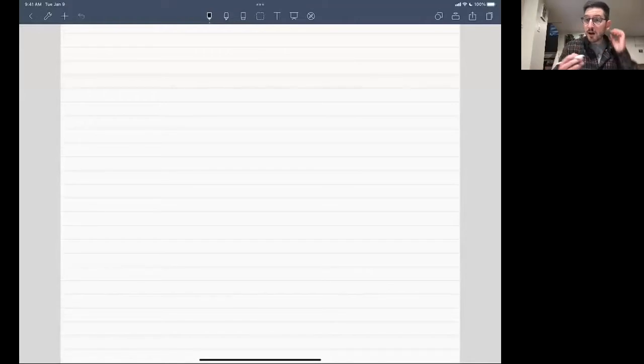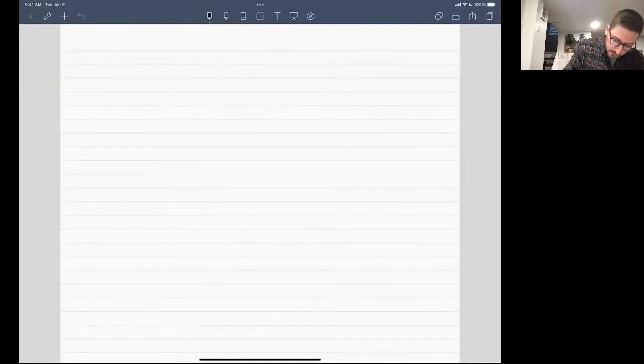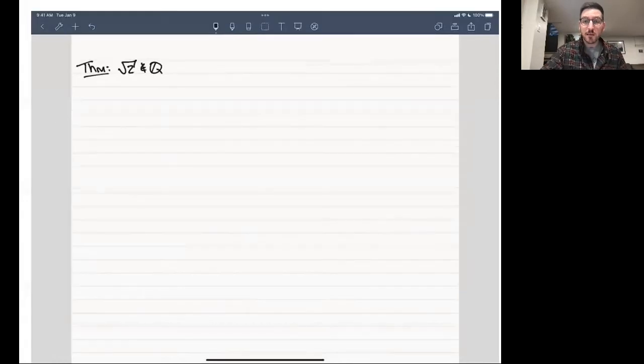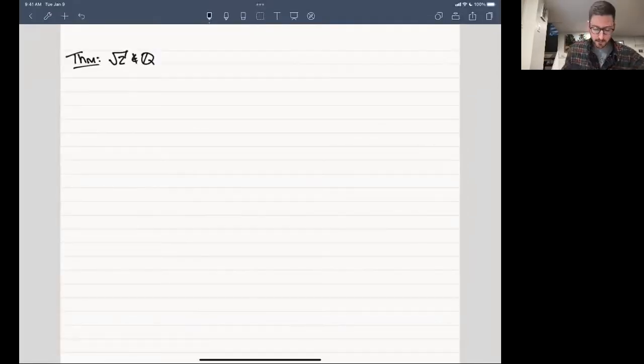So let's start off by proving that there is at least one element that is not in the rational numbers that is a real number. Let's put this as a little theorem: the square root of 2 does not belong to the rational numbers. There are many more than that, and we'll get into this more, but there is at least one single number that is not a rational number. So how are we going to prove this?